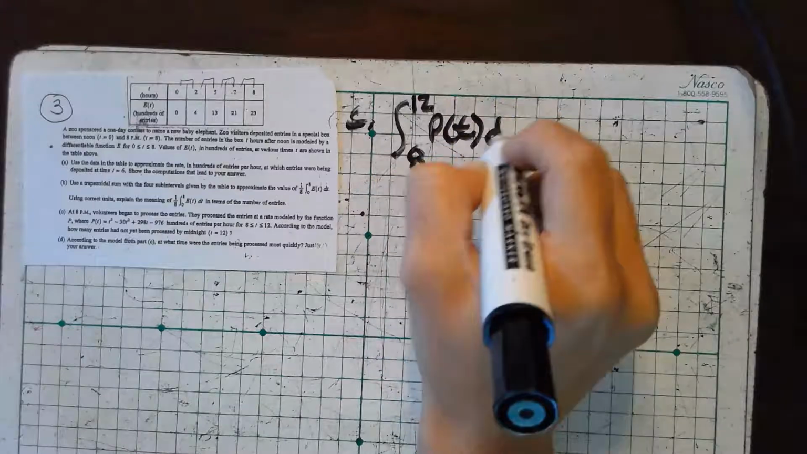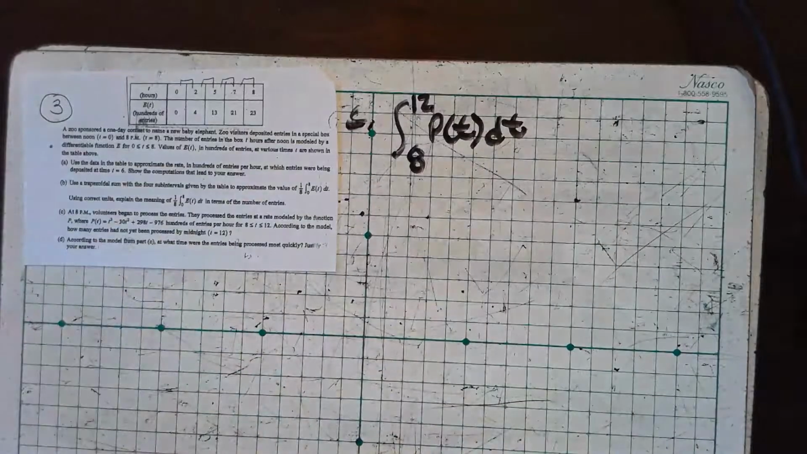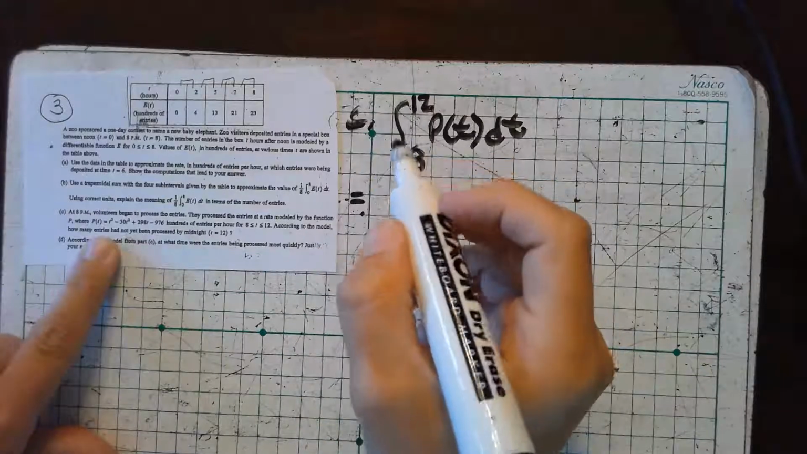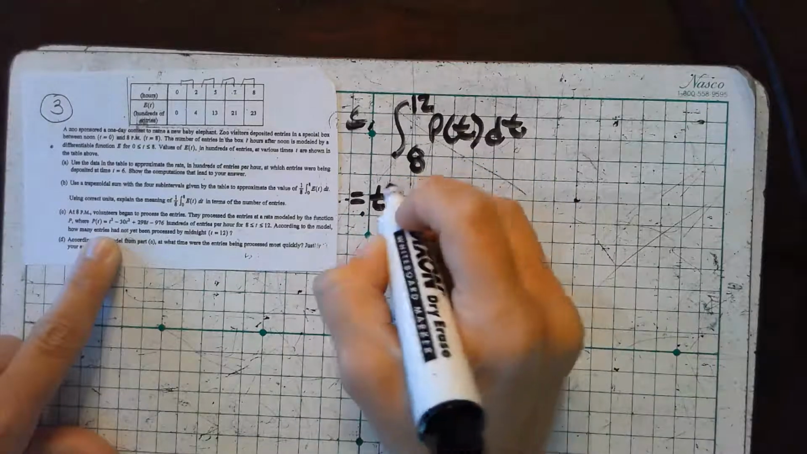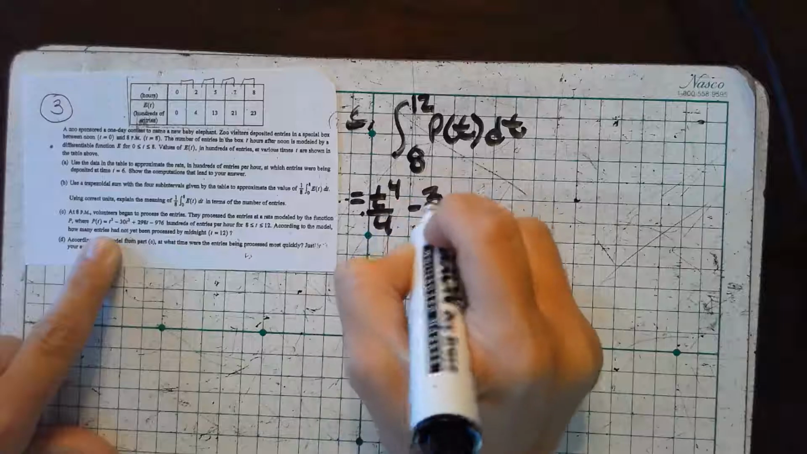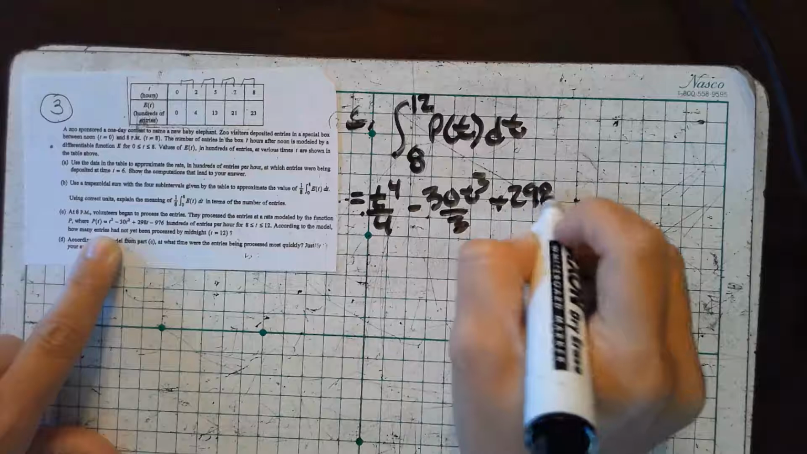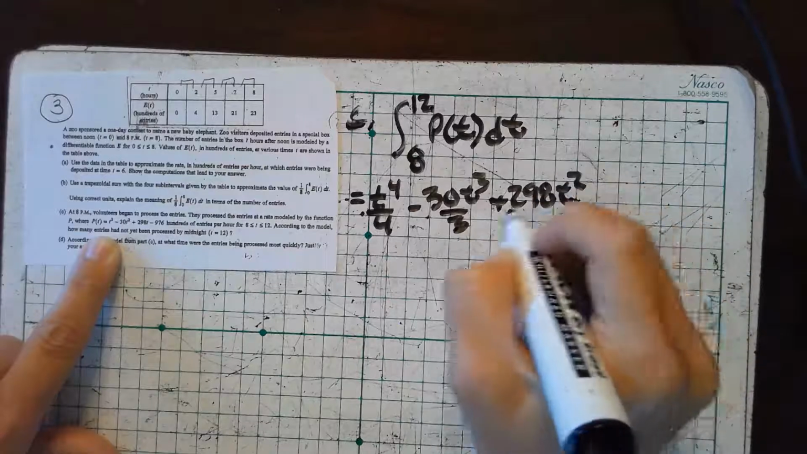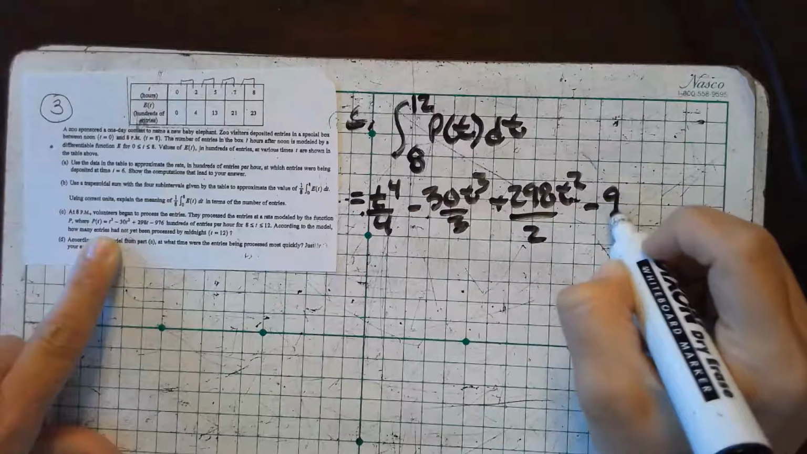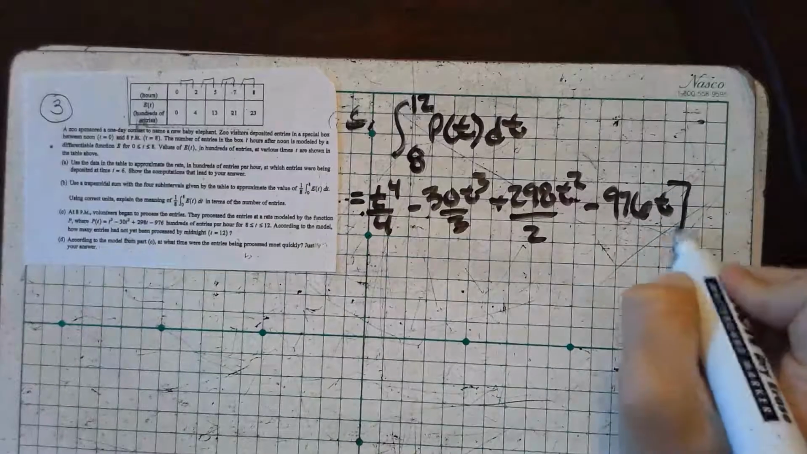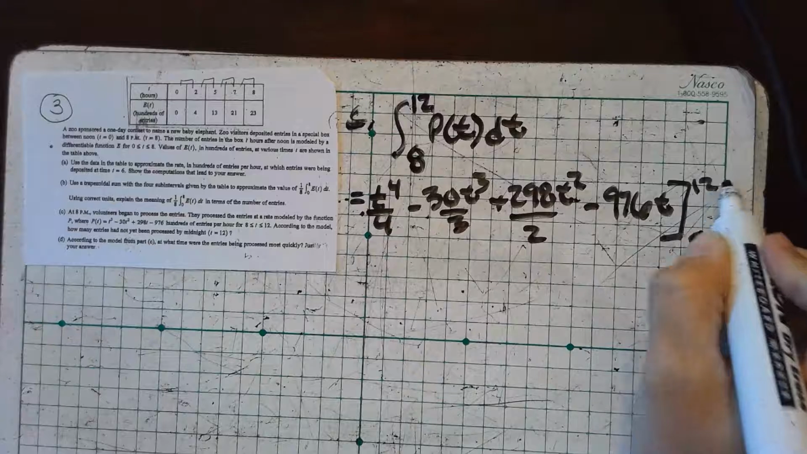And it's okay to write P of T if they already have it defined. Okay, so here, when I integrate that, let's say this is without a calculator, T to the 4th over 4 minus 30 T to the 3rd over 3 plus 298 T to the 2nd over 2 minus 976 T. All right, and I'm doing this from 8 to 12.